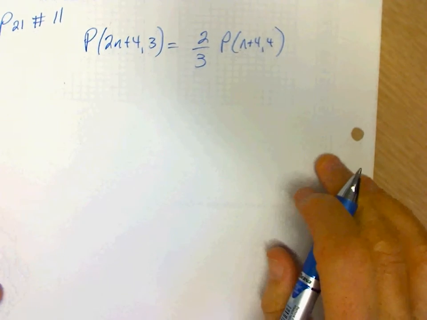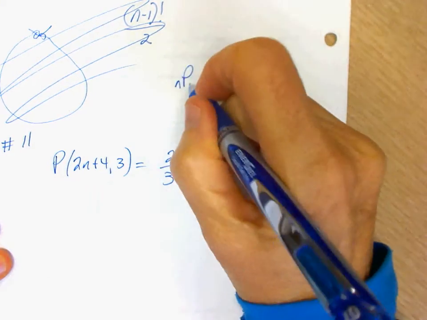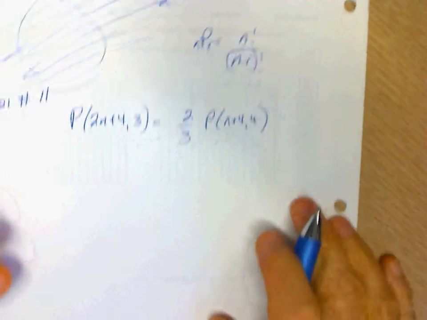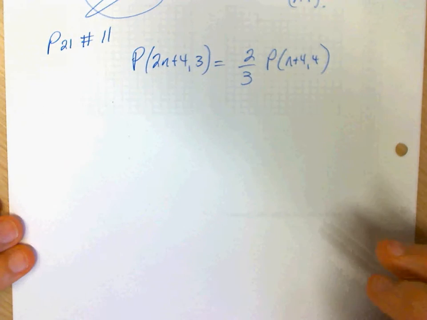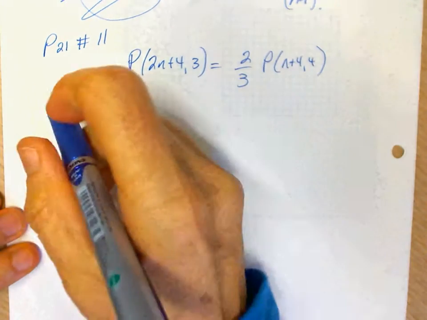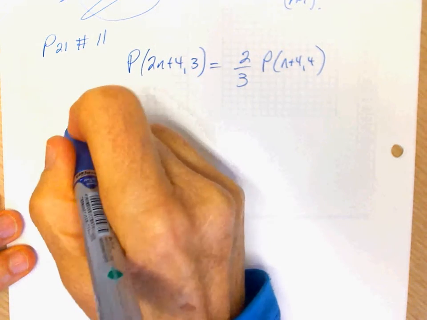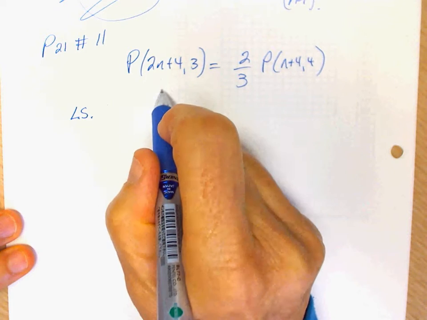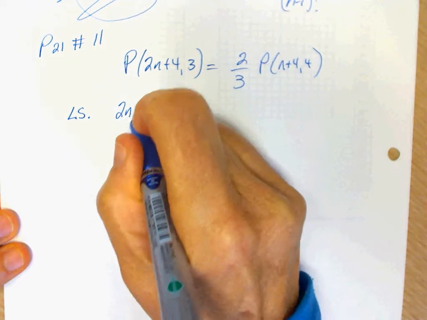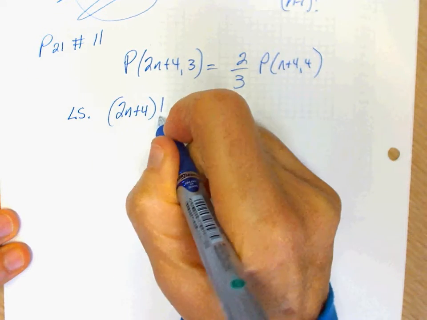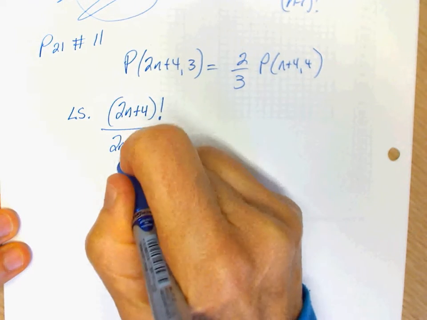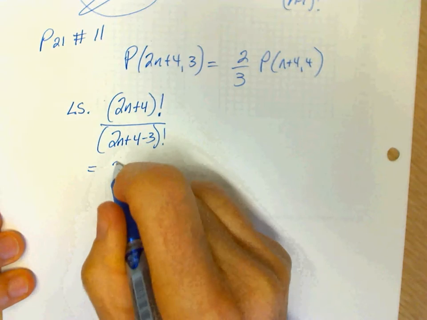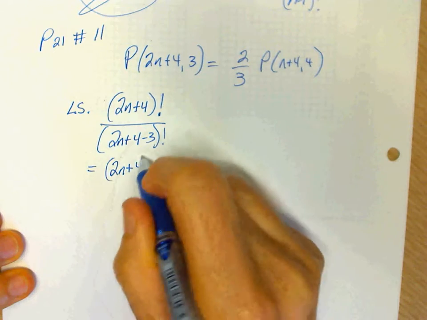So you know we're using the NPR formula, which is n factorial over n minus r factorial. Now when you're proving, what you want to do is separate the left side from the right side. So let's start with the left side. We'll simplify as much as we can on the left side. So we go 2n plus 4 factorial all over 2n plus 4 minus 3 factorial. And that will equal 2n plus 4 factorial all over 2n plus 1 factorial.